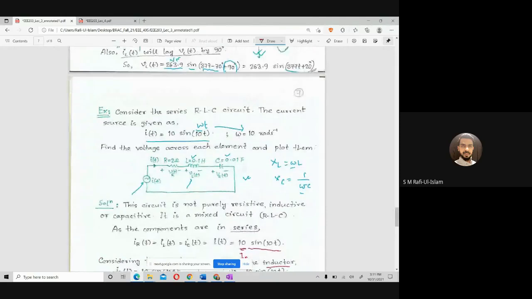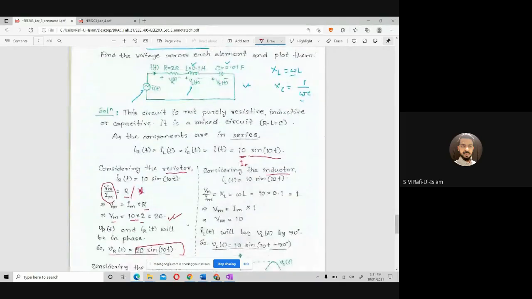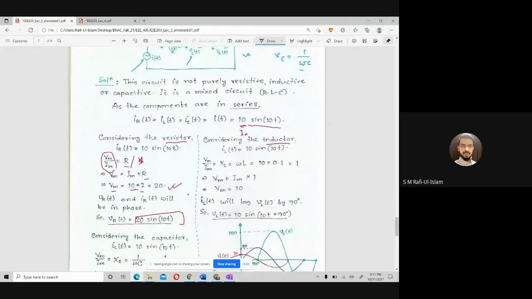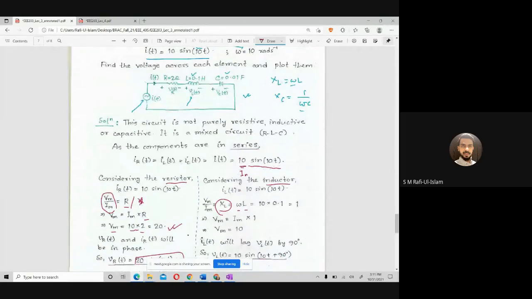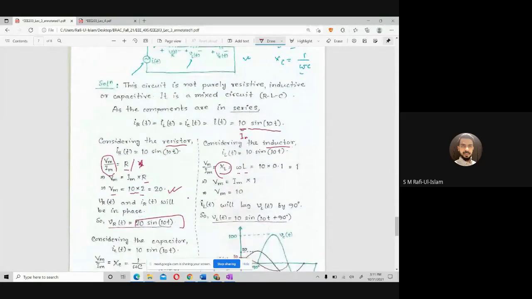So think about the inductor here. For the inductor, I will calculate XL. My target is to calculate XL. We know the formula for XL equals omega times L. L is given as 0.1 Henry. The SI unit for the inductor is Henry, so if it is given in microhenry or millihenry, we convert it to Henry.